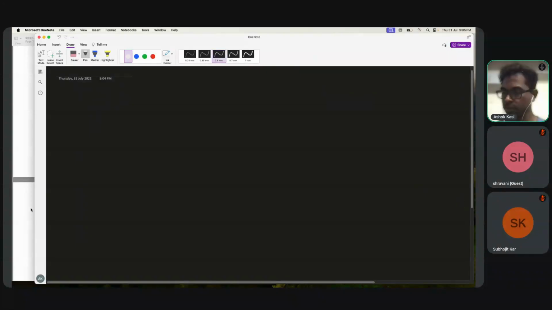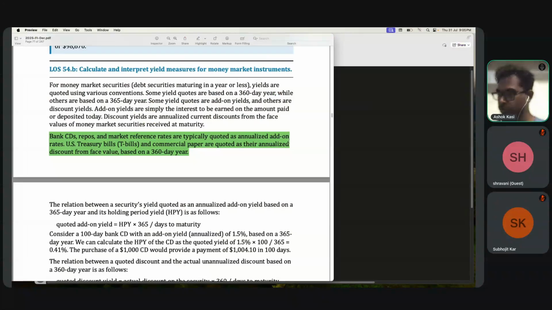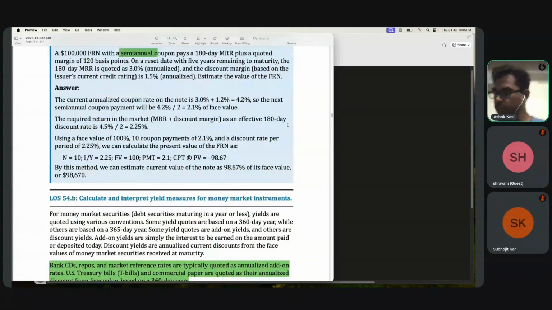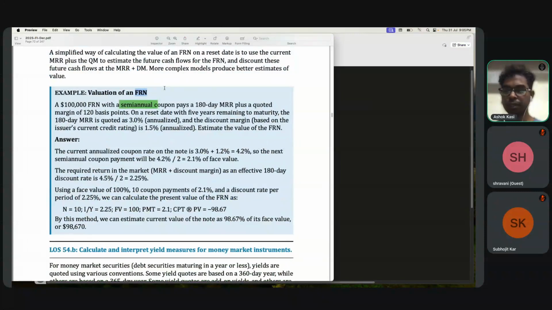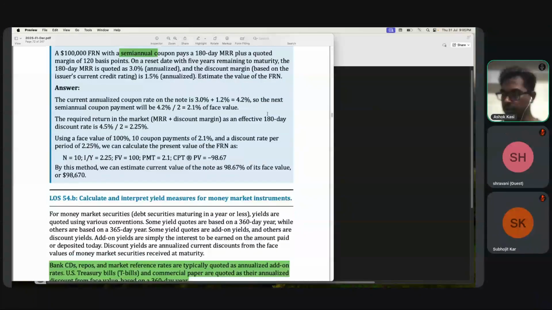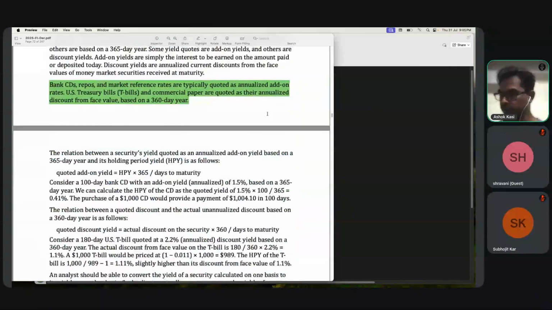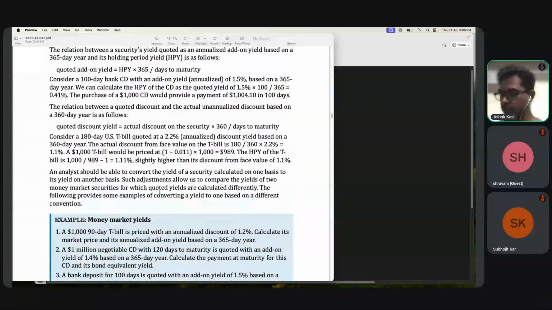Okay. So we are supposed to continue from here, right? Till this floating rate note we did last time, correct? Yeah, this is the last one. So next one is this money market yield.